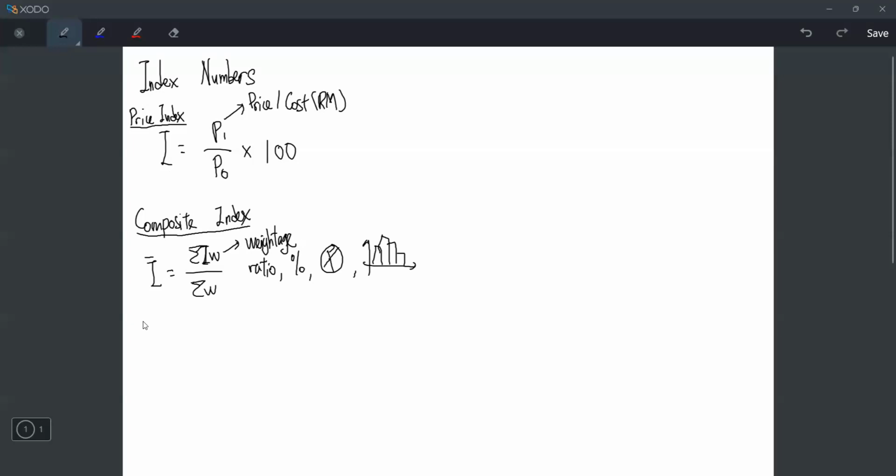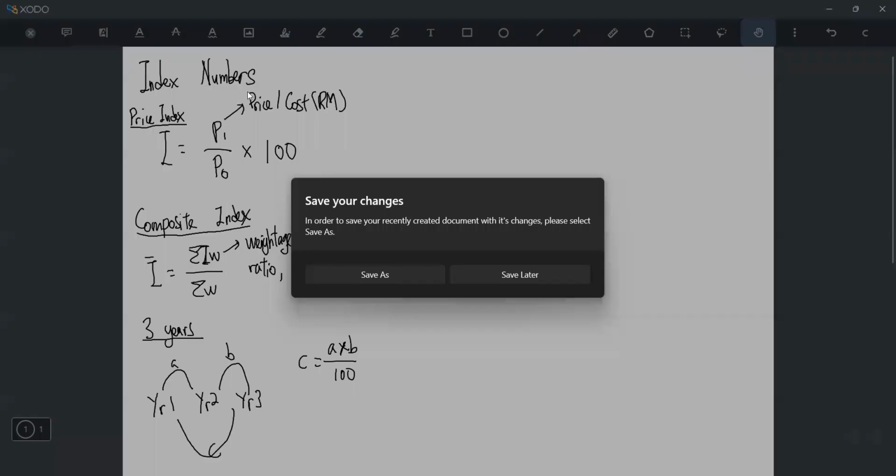The final one is when it involves 3 years, then we have to use a specific formula, which is you will draw a smiley face. Then you put year 1 here, year 2 here, year 3 here. Remember, always put the oldest year first, from oldest to newest. And then this I will call A, B and C. And the formula will be C equals A times B divided by 100. Always take the left eye, multiply the right eye, over 100, and that will give you the mouth part. Can everyone follow? Okay.